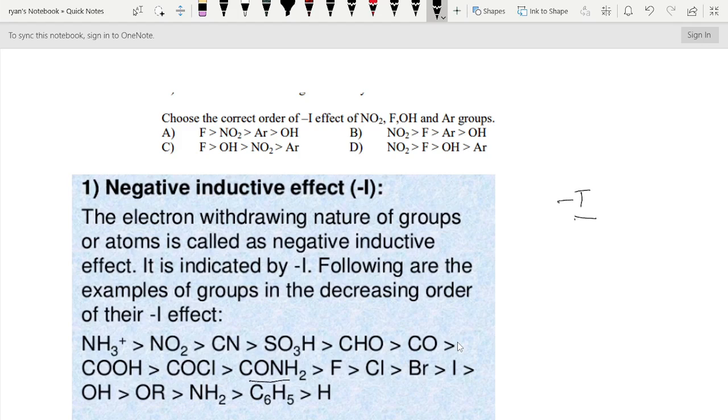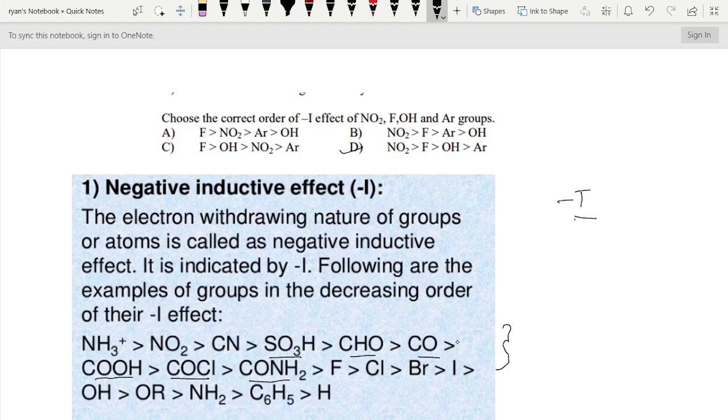Following are the examples of groups in the decreasing order of their inductive effect. You have to study this order. The first is NH3+, NO2, CN, SO3H, CHO, CO, COOH, COCl, like this. Therefore, you have to study this order. From this we can choose the answer. Here D is the correct answer.